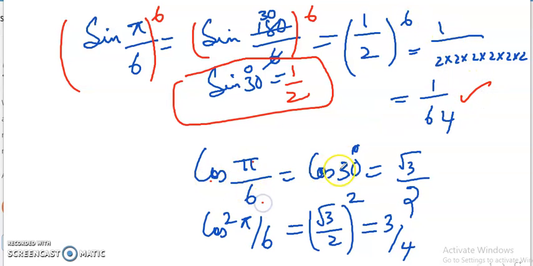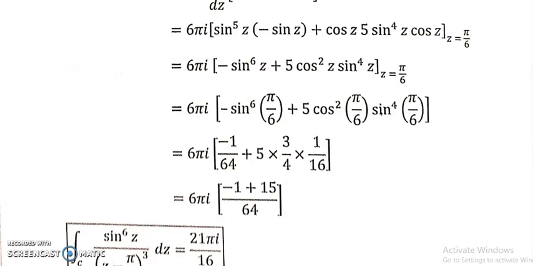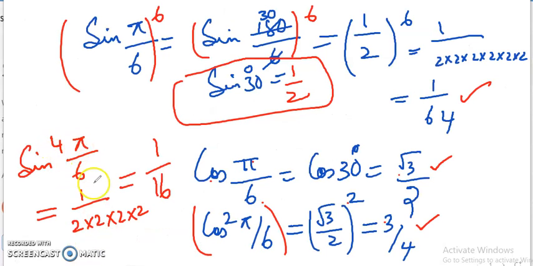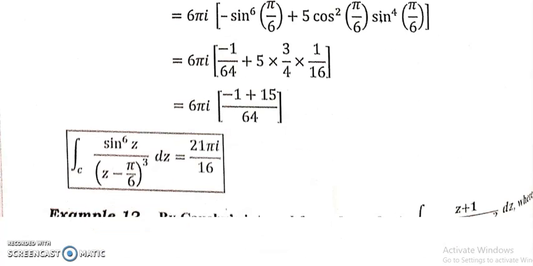Cos 30 is root 3 by 2, and we need the square. Cos square pi by 6 means root 3 by 2 the whole square. Root 3 square is 3, 2 square is 4, so we get 3 by 4. Also sine power 4 pi by 6 is 1 by 16. So substituting all these values, we get the solution here. After substituting the values, 21 pi i by 16 is the answer. This gives the integral value.